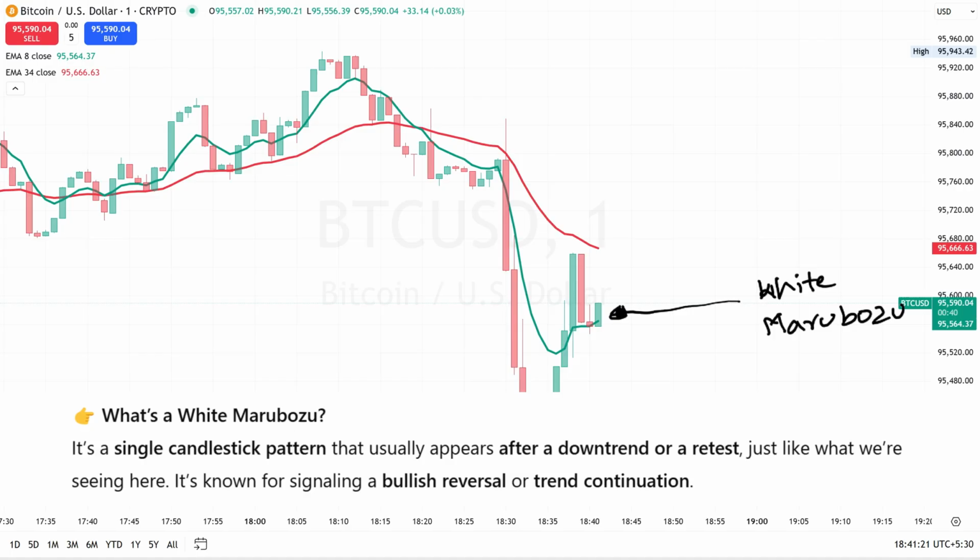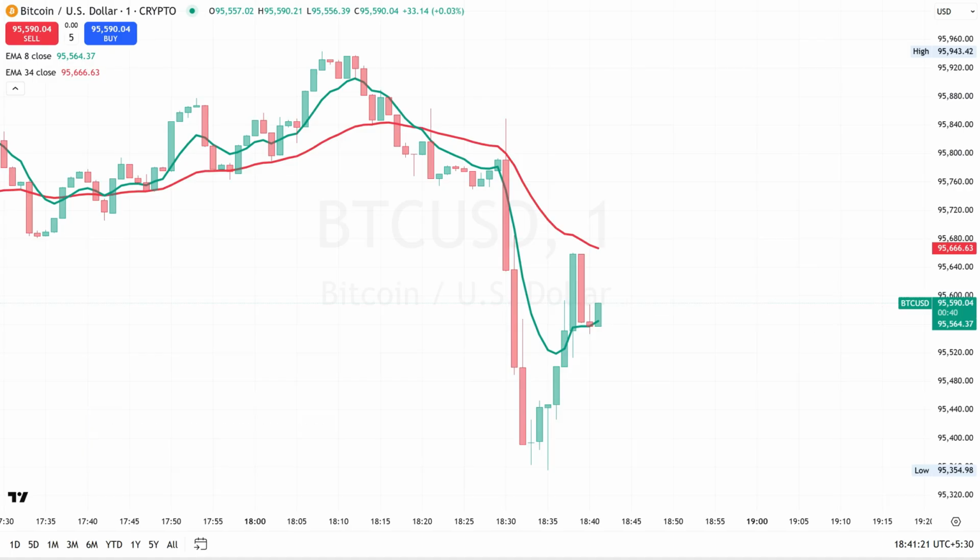This candle has a long bullish body with no lower shadow or wick. In simple terms, it means that the buyers were in full control from the moment the candle opened until it closed. There was no hesitation, no pullback, just pure buying pressure. A White Marubozu tells us that the bulls are gaining strength and are likely to push the price even higher.